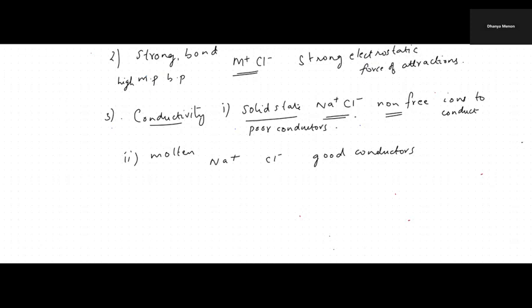In which state? Molten state, when the ions are free. Molten means when you melt it, ions are free. Third is when you dissolve in water, in aqueous solution.